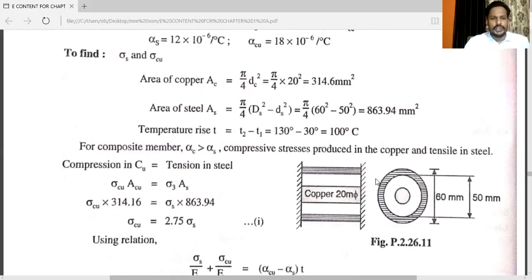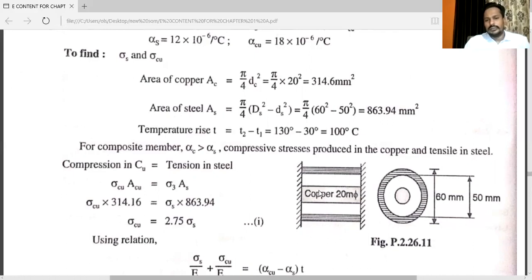By using the condition, you have to solve the problem. Here you know that alpha of copper is greater than alpha of steel. So compressive stress is produced in copper and tensile stress will be produced in steel. These conditions are very important. Here we have the area for copper.